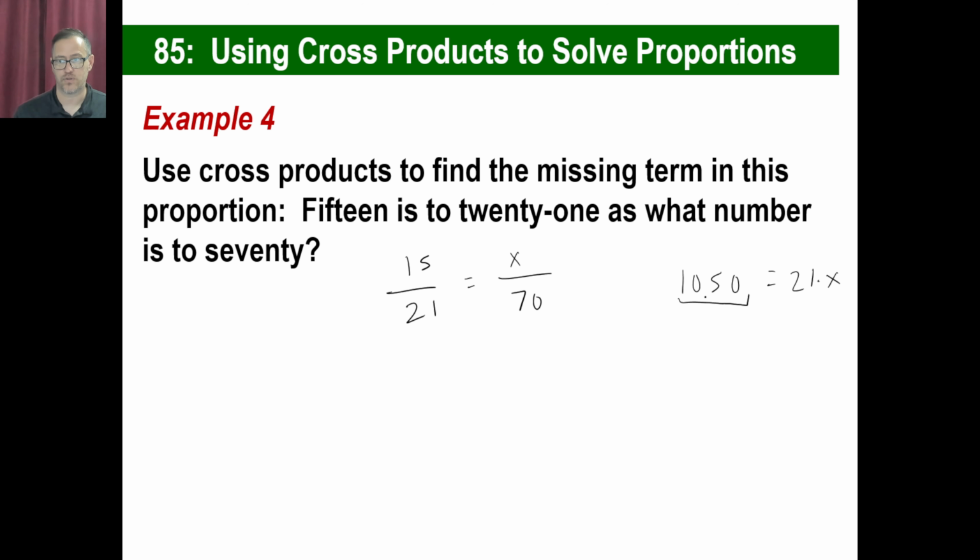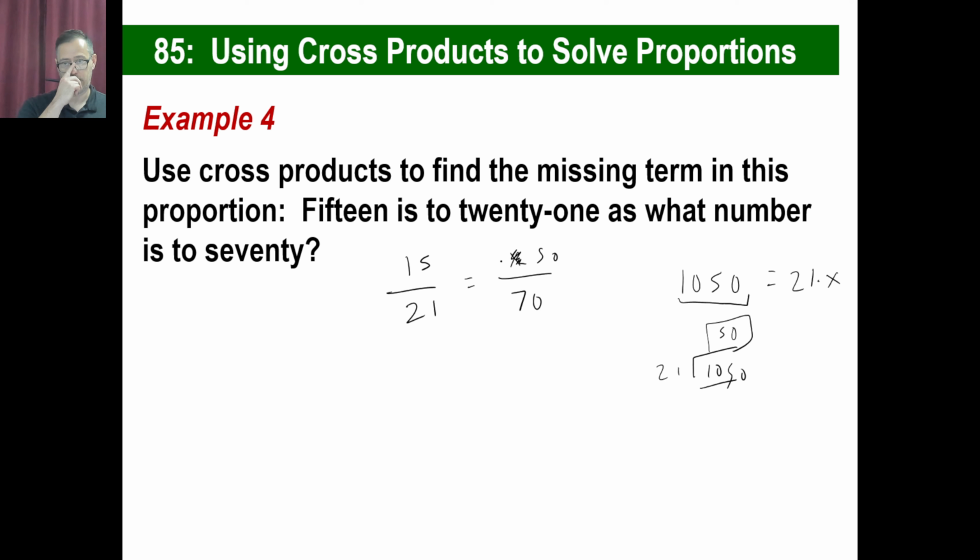And of course, Saxon will pick problems like this that have nice, clean integers as answers. So 21 goes into 1,050. 21 goes into 105, 5 times, of course, and then there's an extra 0, and the answer is 50. So 15 is to 21, as 50 is to 70.